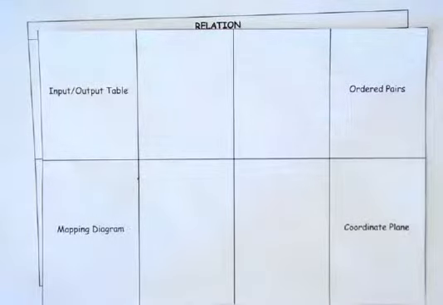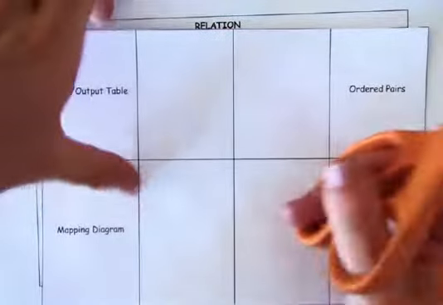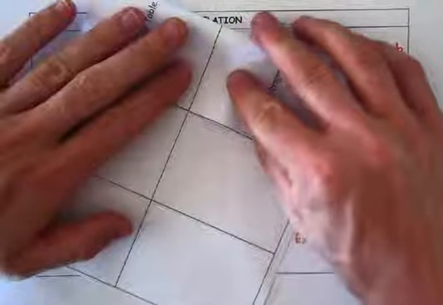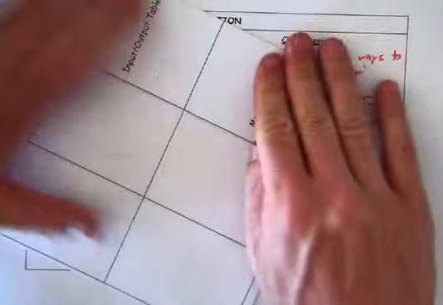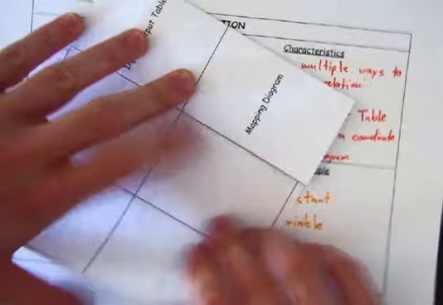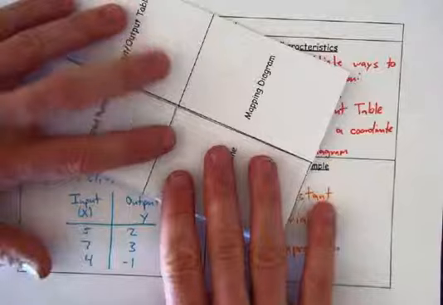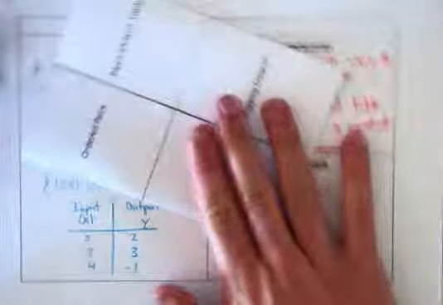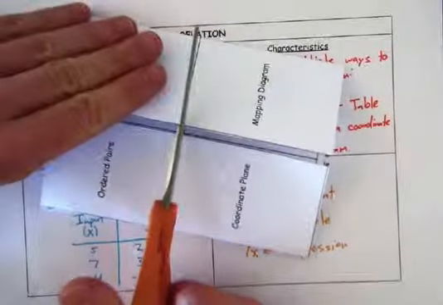What we're going to do is fold this in like this. We're going to fold this one in like this, making kind of like a little book. Then we're just going to cut down this line just to the fold.